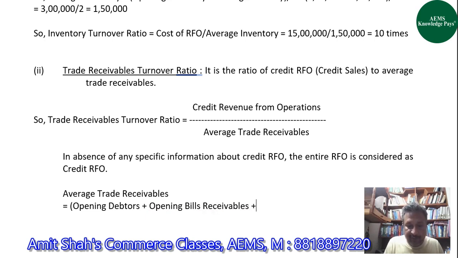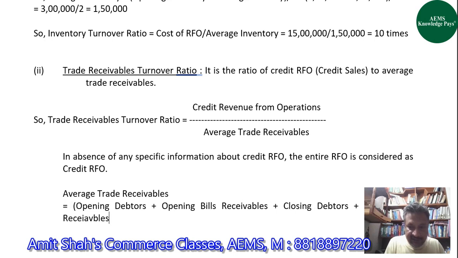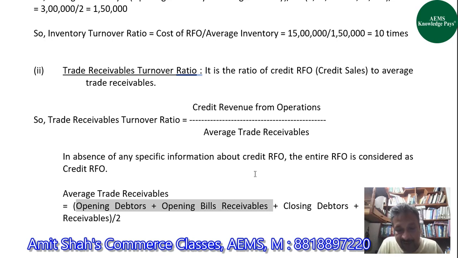Average trade receivables is opening debtors plus opening bills receivable plus closing debtors plus closing bills receivable divided by 2. Why 2, guys? Not why by 4? Because they are same items. From debtors only we have bills receivable, and they both are of the opening date, that is 1st April, and these two are of 31st March. That is why we divide this by 2. I hope you have understood, guys.